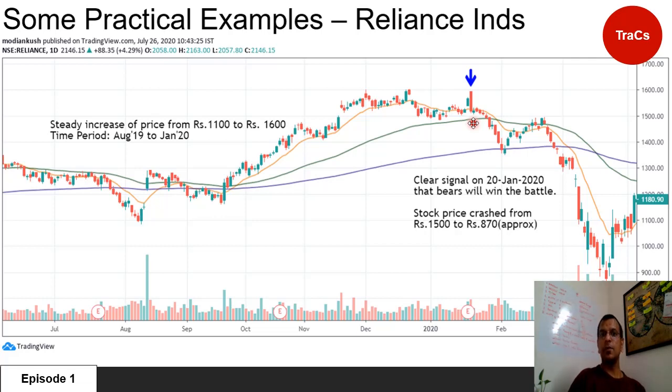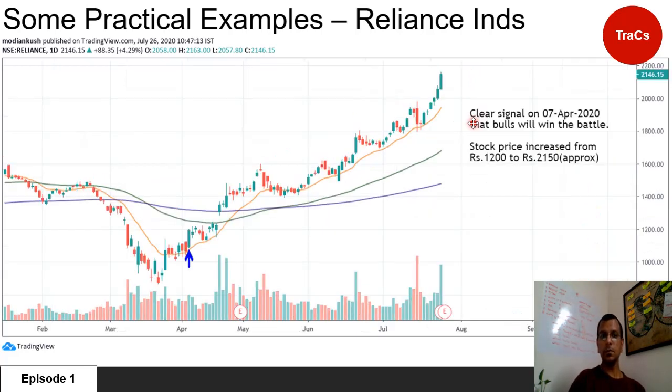Let's take another example from Reliance Industries. What happened? Did we get a bullish signal before the share prices rose? The answer is yes. Here, if we see on 7th April 2020, we got a clear signal that the bulls are coming in control of Reliance Industries. And here, if you see, since then, the share prices have rocketed up, and till date, there is no sign that the share prices will fall down or the bears are coming under control. Hence, we are still bullish on Reliance Industries.